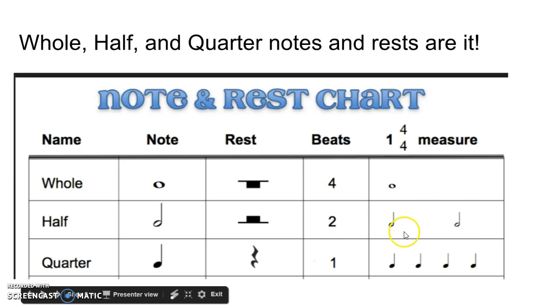So now you could have a half note and 2 quarter notes. That would be fine. You could even have the half note be on this side and then have 2 quarter notes here. You can't have more than 2 half notes. You can't have more than 4 quarter notes. You can only have 1 whole note, and the same thing goes with the rest. Okay?